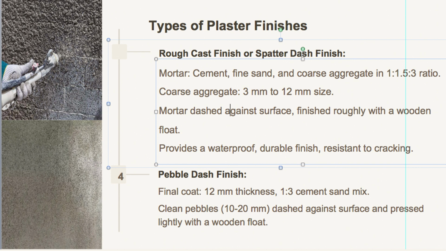Then, for those looking for a modern textured appearance, there is a pebble dash finish. Here, a 12 mm thick final coat of 1:3 cement to sand mix is applied. Clean pebbles ranging from 10 to 20 mm in size are then dashed against the surface and lightly pressed in with a wooden float, creating a durable finish.